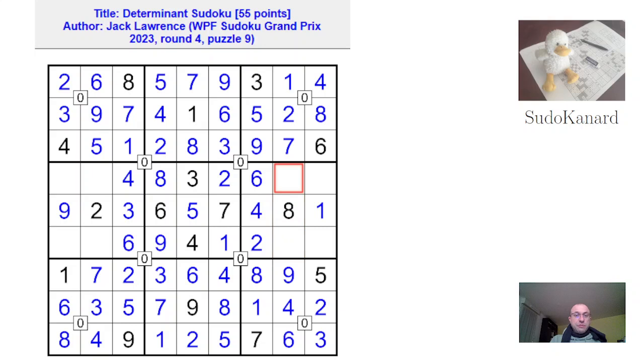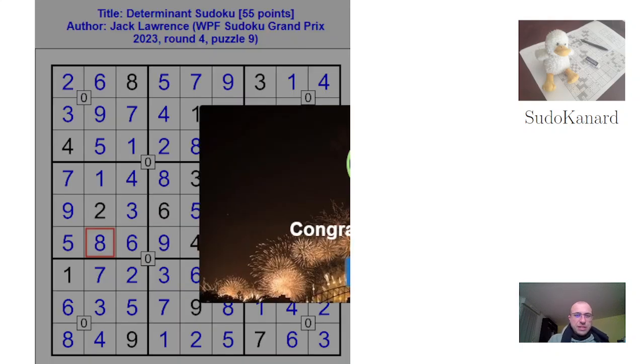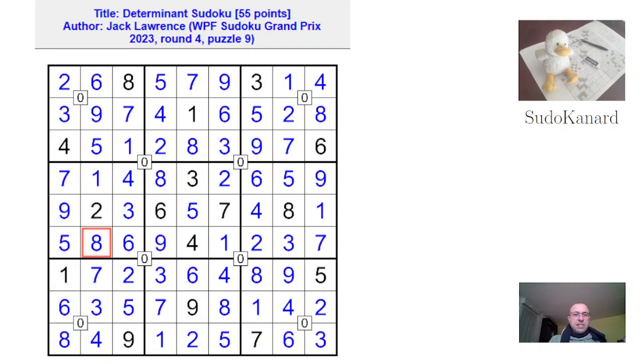Here I need 3 and 5. Here I need 7 and 9, so 7 and 9. Here I need 1 and 7, and 5 and 8. And that's it. So this determinant Sudoku was really not that difficult if you just knew what to look for.